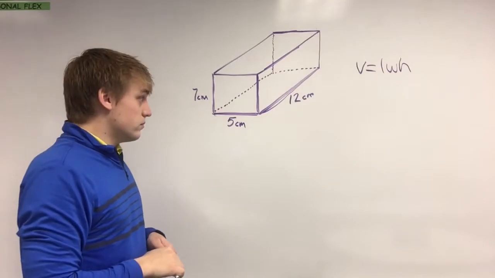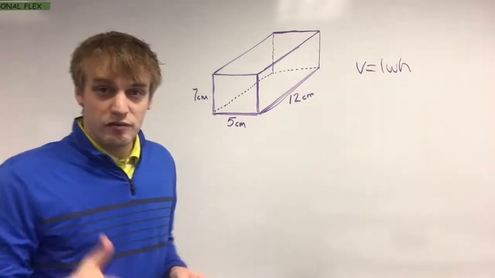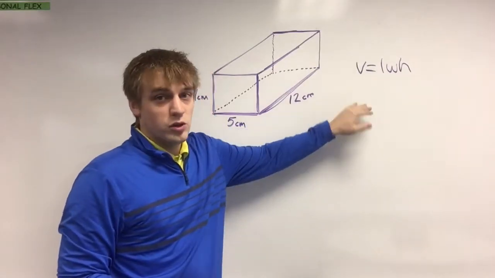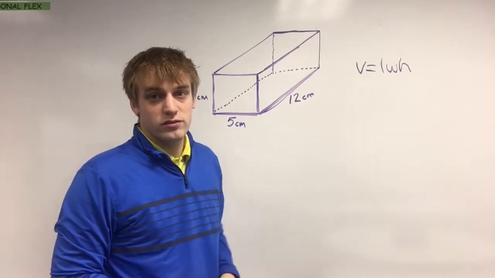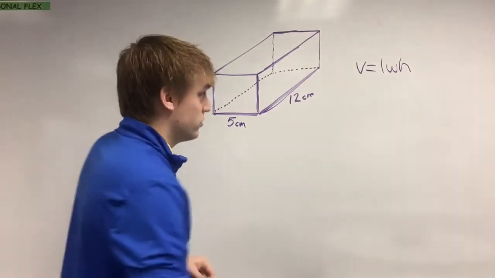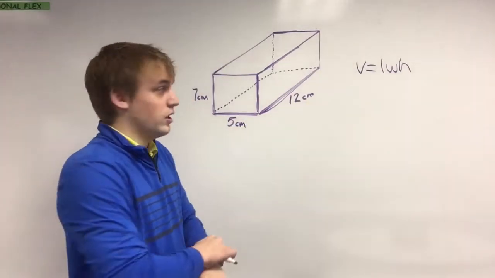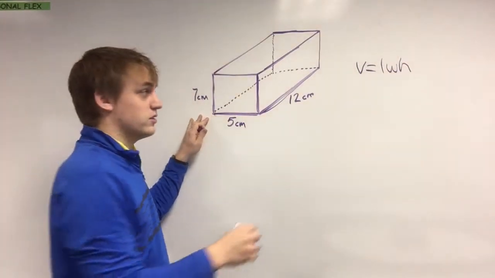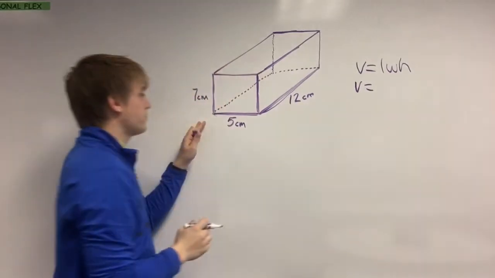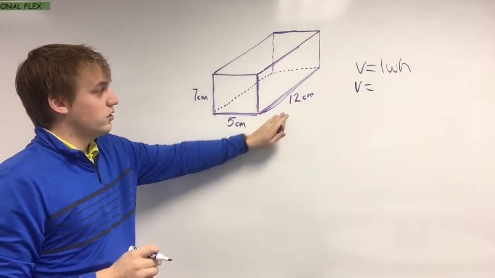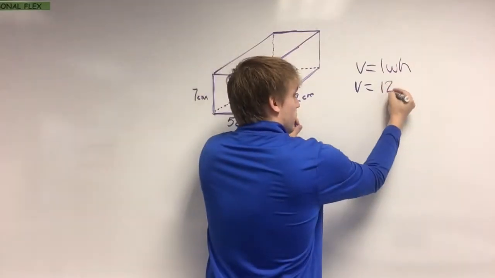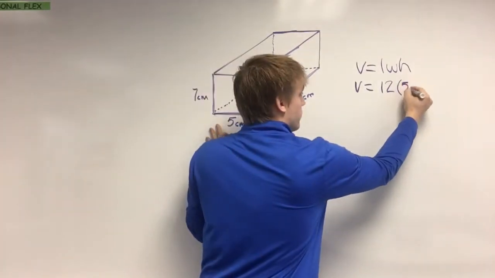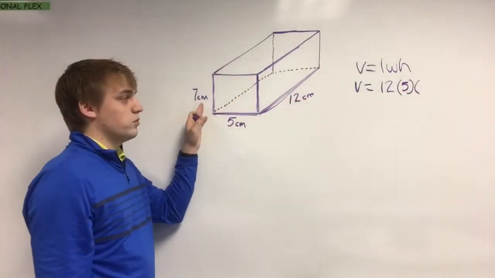So what you're going to do, and you need to do this every time when you do the practice, is write the formula, plug in the numbers, and then solve it. So the formula for a rectangular prism is volume equals length times width times height. So the volume of this: the length would be 12, the width would be 5, and the height would be 7.